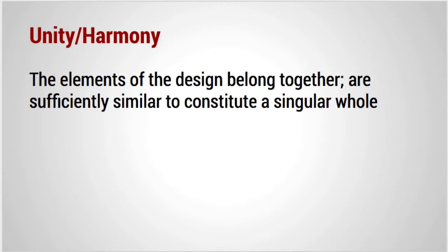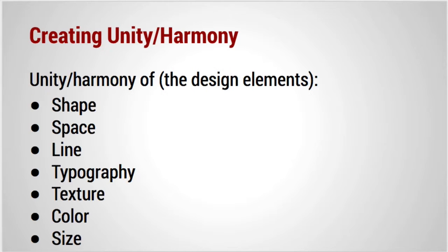Harmony refers to how well the elements of a design appear visually to belong together, so that the composition looks like a whole, singular design. Unity is the same idea, but across multiple designs, like a magazine. If a single page of the magazine looks cohesive, that's harmony. If all the pages of the magazine look like they are part of the magazine and designed by the same person or group, that's unity. So how do you create harmony? Well, you use similar elements in the design, such as shapes, spacing, lines, typography, texture, and so on.